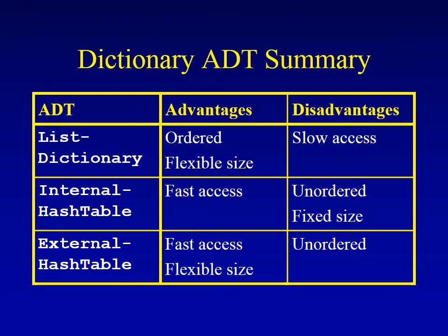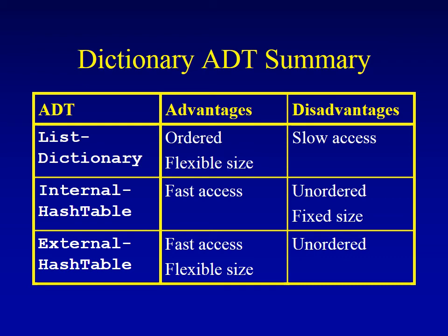So, to wrap up this chapter then, there's a summary of the three ADTs we've looked at and their advantages and disadvantages. Which one a client program would want to use in specific circumstances would really depend on the trade-offs between the advantages and disadvantages we see here. The list dictionary is ordered, has flexible size, it can grow as big as we need it to, but we do have the disadvantage of slow access. It's based on a linked list.